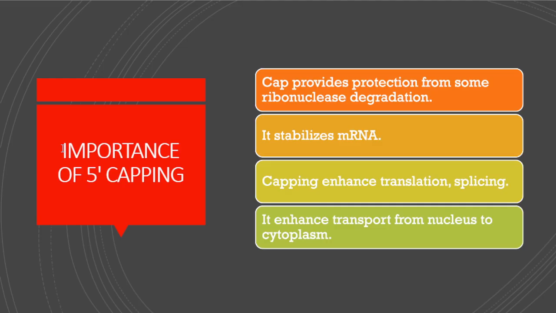Moving on to the next slide, the importance of 5' capping. This cap provides protection from ribonuclease degradation. It stabilizes the mRNA. The capping enhances translation and splicing. It enhances transport from the nucleus to the cytoplasm.